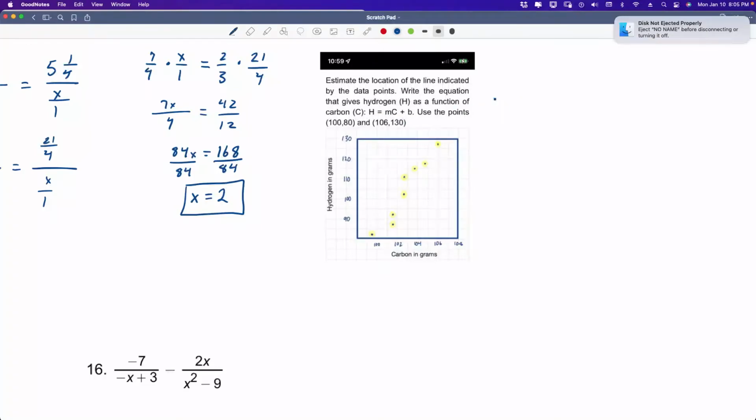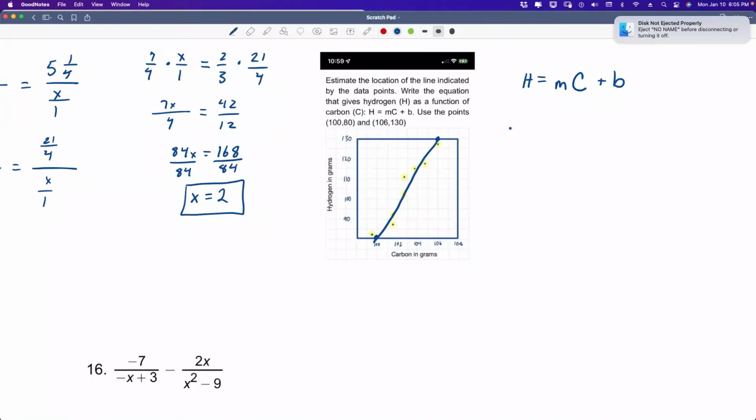So they gave us our formula. Here's our formula. H equals the slope times C plus B, right? So it's pretty straightforward. We have our line. We could actually even draw our line if we wanted to. 106 and 130. Here's one point. And then 180, and this is 80 right down here. So this is our other point. So we'd have a line just like that if we drew it, or pretty close, right? We don't even need to draw it though, because they gave us our points to use.